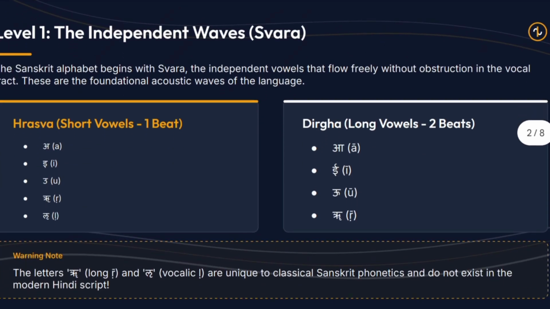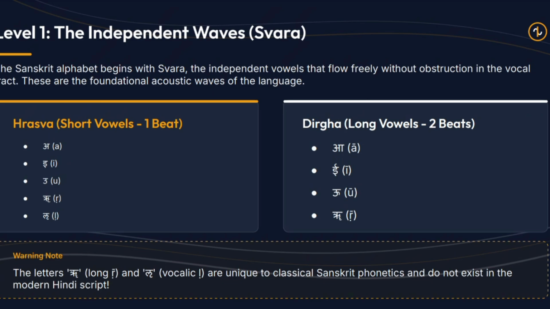So, level 1 is the independent vowels, which are called swara. The Sanskrit letters are split into two major categories. First, the vowels, called swara. Think of these like raw sounds, raw acoustic waves. They don't require your tongue or lips to slam shut to make a sound. They are split into two groups on a ticking clock.